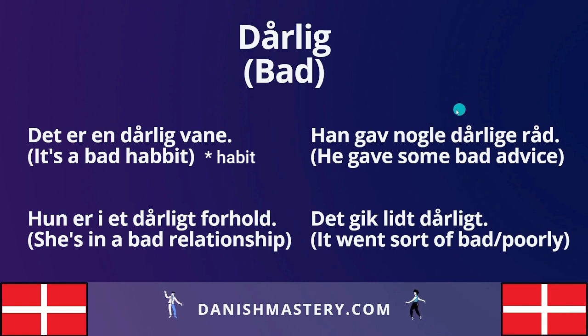Okay, and then we have this. Han gav nogle dårlige råd. He gave some bad advice. Right? Now, råd is actually the same both in singular and plural, so that can be a bit confusing. But nogle, then you know it's plural. Like nogle, some, more than one. Nogle dårlige råd. Dårlige, the plural.